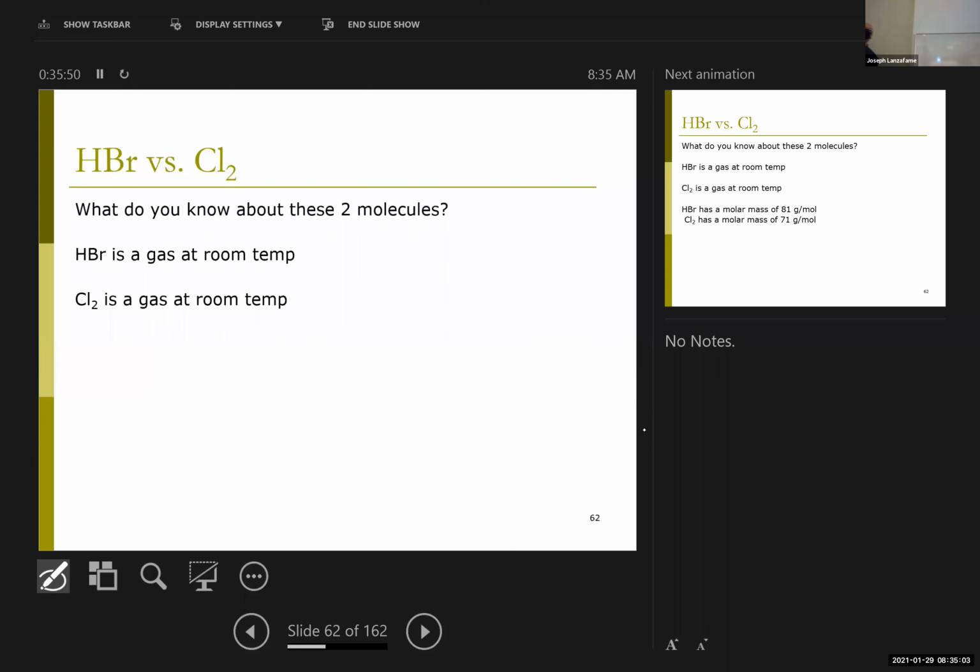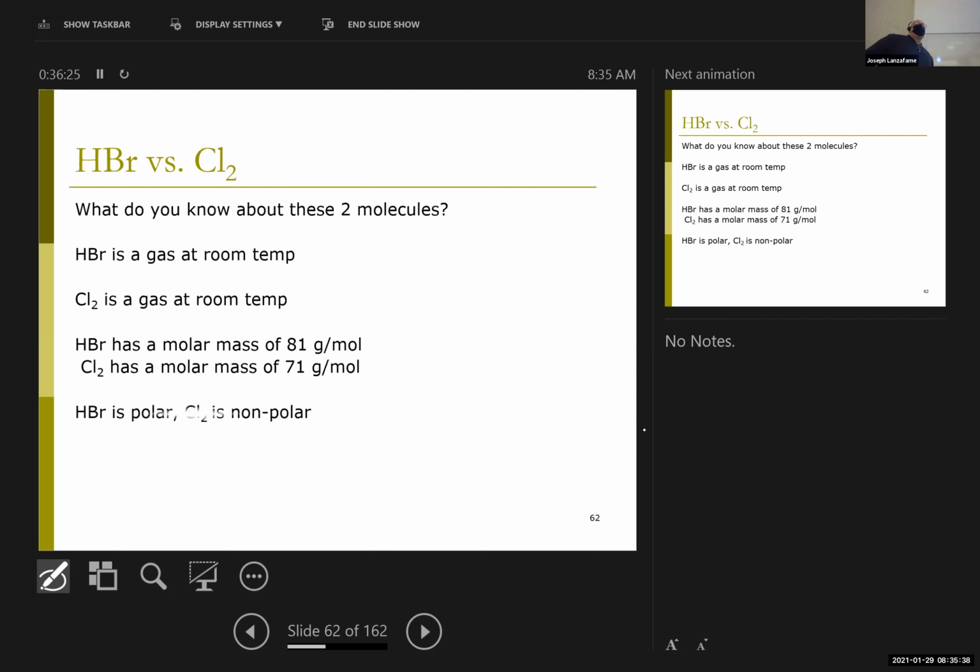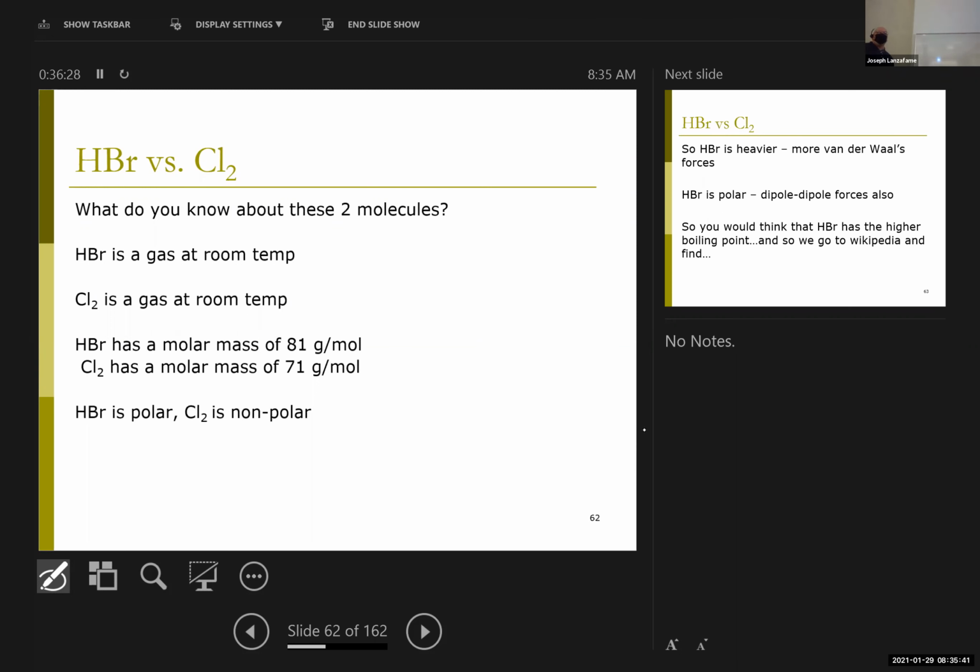Both of them are gases at room temperature, right? Hydrogen bromide was, in fact, my example of a polar molecule. Chlorine, of course, is nonpolar. It's a chlorine bonded to a chlorine. The size difference is not extreme. Hydrogen bromide is slightly heavier than chlorine, right? And so in terms of van der Waals forces, I expect hydrogen bromide to be slightly stronger, right? Hydrogen bromide is polar, chlorine isn't.